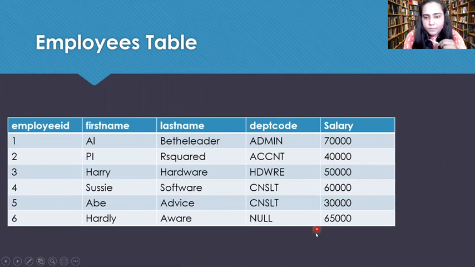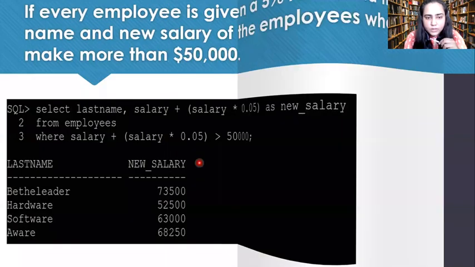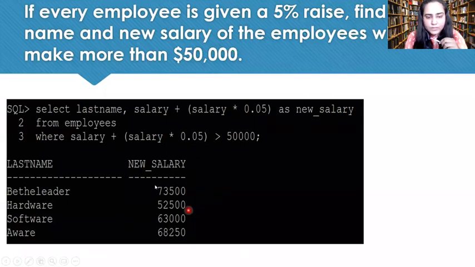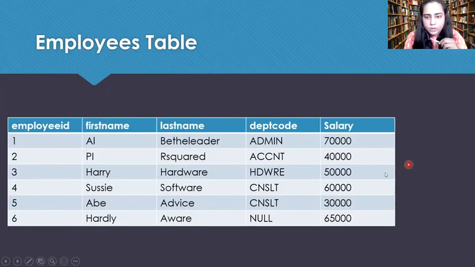So yeah, all the salaries are in multiples of 10, and you can see that there are some changes. You can verify on your own whether this is exactly a 5% raise or not. And you can see that not everybody has a salary greater than 50,000. For example, Pi R Squared has a salary of 40,000, and even if you give a 5% increase, it wouldn't be more than 50,000.